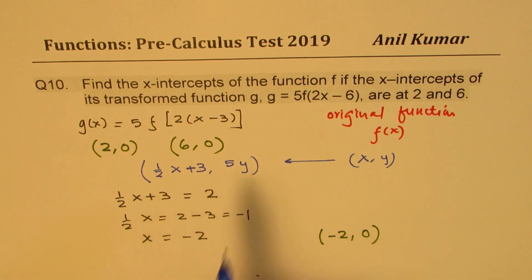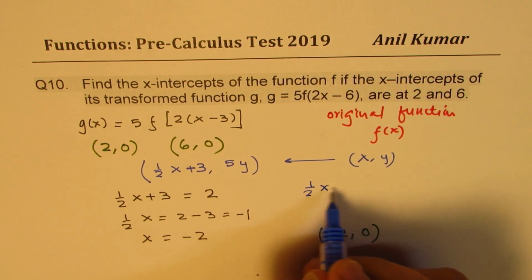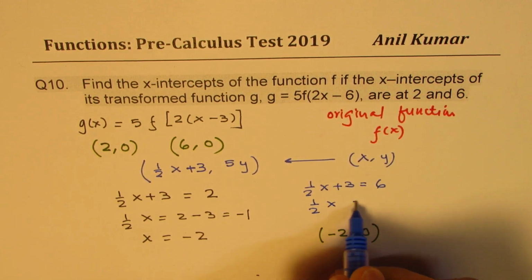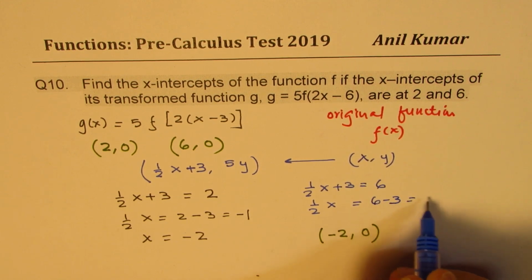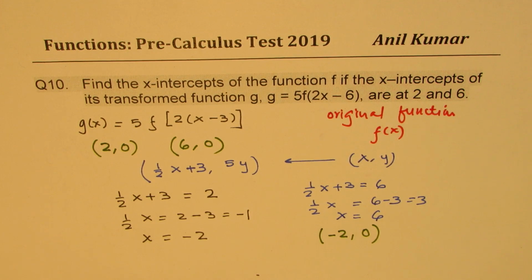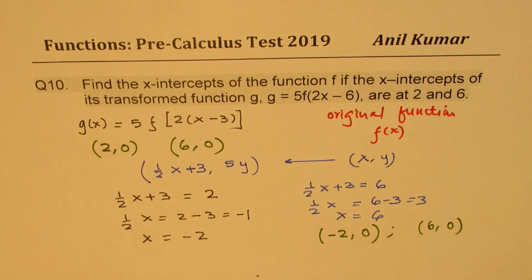For the other one, it is 6. So we'll again apply this. We say half of x plus 3 equals 6. So half of x equals 6 minus 3, which is 3. And x is equal to 6. Correct? So minus 3 gives you 3 and then x gives you back 6. So the second point is still 6, 0. Do you see that?